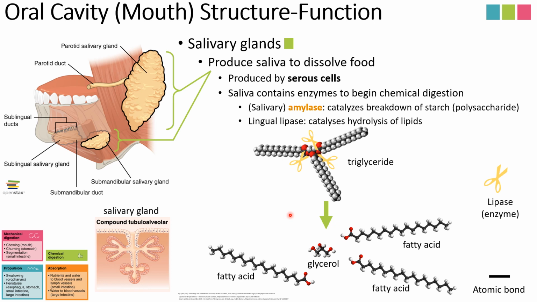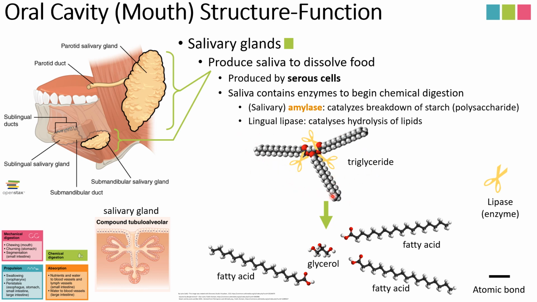The other enzyme that is produced by the salivary glands is a lingual lipase, easy to remember because it's lingual. And this lipase catalyzes the hydrolysis of lipids. Hydrolysis is the breaking of bonds by adding water. It's relatively intuitive: lipids, lipase. So here's an example of what a lipase would do.